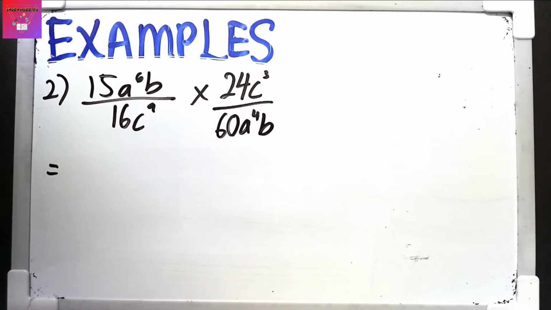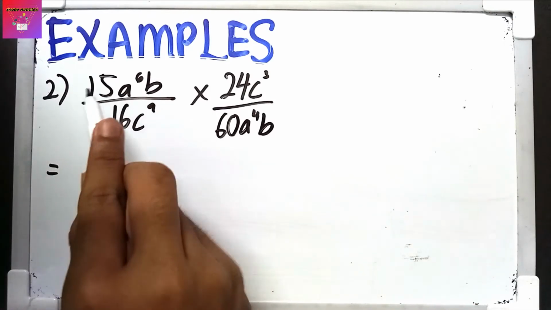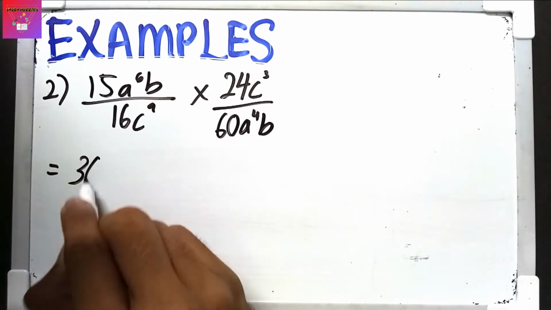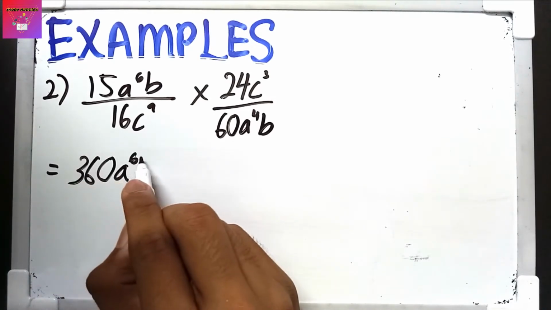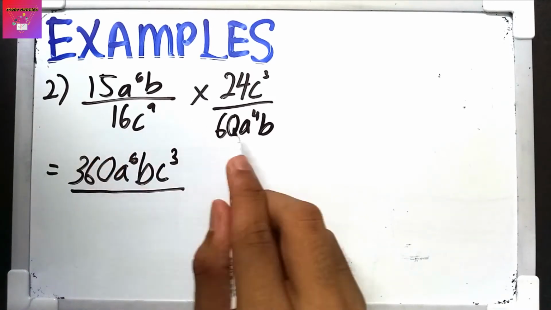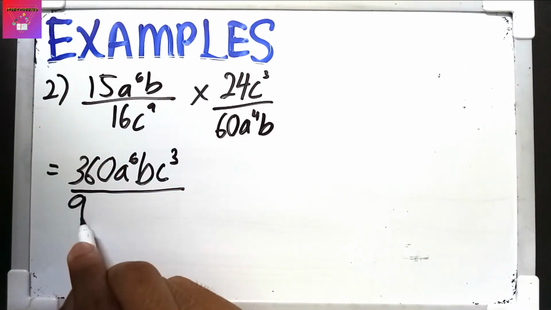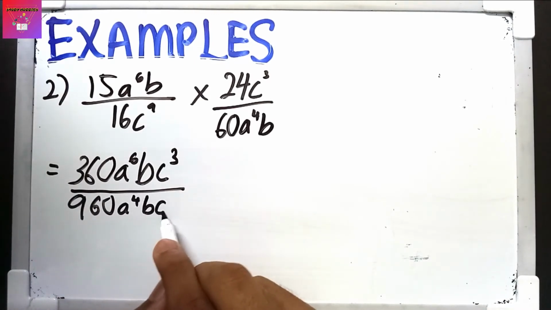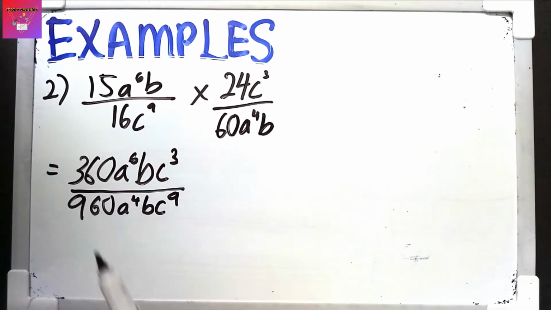If you look at this question properly, it's actually involving a lot of terms: 3 types of variables and 4 numbers. So I'll just go the long way before I move to a simple shortcut. In the long way, you have to multiply all the numerators together and all the denominators together, which would bring us to 360 a power 6 b c cube over 960 a power 4 b c power of 9. Okay, that's the number 9.